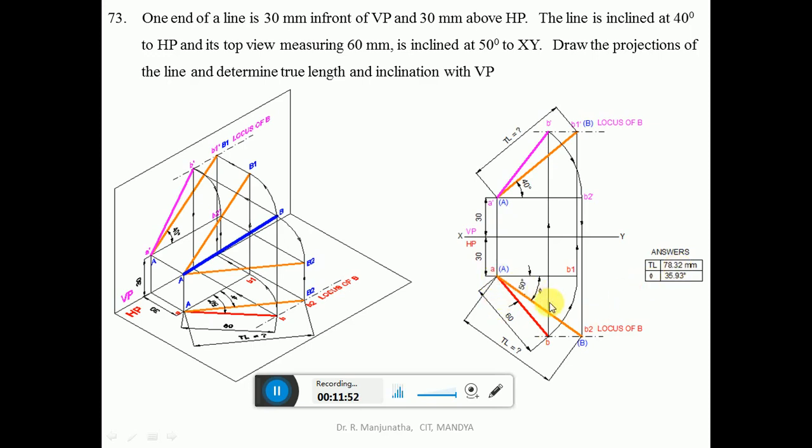And by using the protractor, you measure the angle of true inclination with respect to VP, which is phi, which is 35.93 when you are doing it in CAD. In manual, it will be 36 degrees. So this is how you will be able to solve this particular problem.